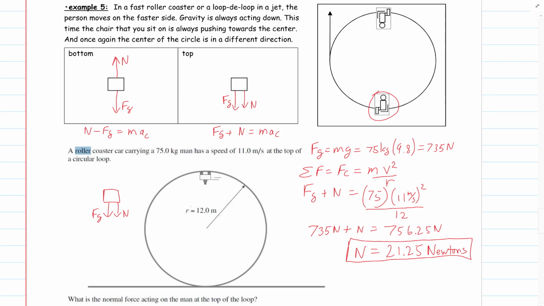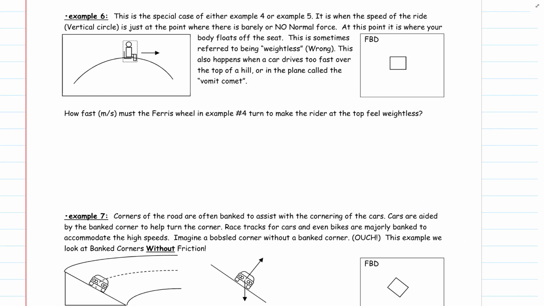Okay, here we go. Example number 6 is a fun one to take a look at. This is the special case between 4 and 5. It is special because it is the point where you just start lifting off your seat. It is the point where, on a roller coaster, the change starts coming out of your pocket upside down, or your car is just about to lift off the ground as you go over the hump in the road too fast. At that point, the normal force becomes 0. You're just starting to lift off.